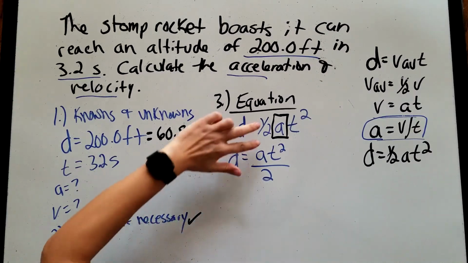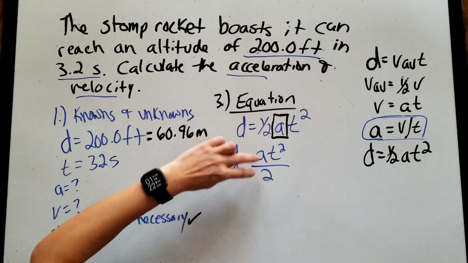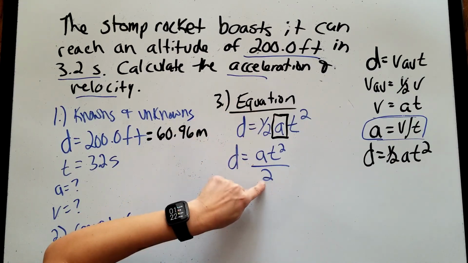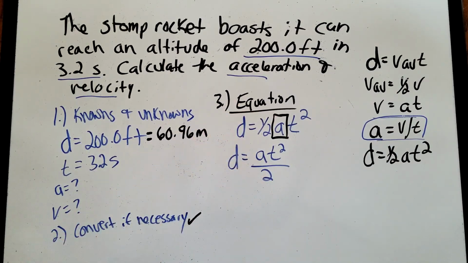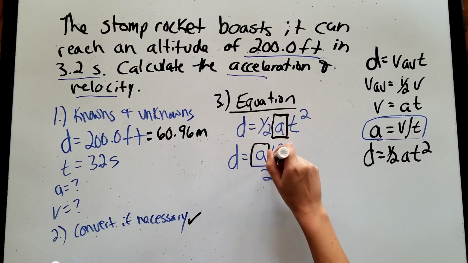So all I did was I took this 1/2 and distributed it. So what that means is these equations are exactly the same. I just put the 2 in the denominator and the 1 is up here. I just didn't need to include it because anything times 1 is itself. Okay, so now I'm still doing the same thing, trying to get this a by itself.